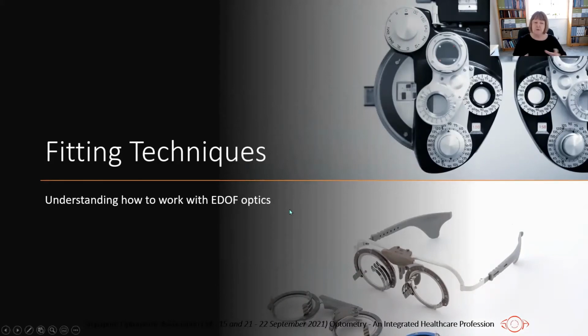So now we're going to go on to the fitting techniques. And one of the most important things here to understand is not to use a refractor head or phoropter head, but to use a trial frame. This is because phoropter heads tend to close in the visual environment and they affect the accommodative response. The trial frame gives you a much freer visual environment.